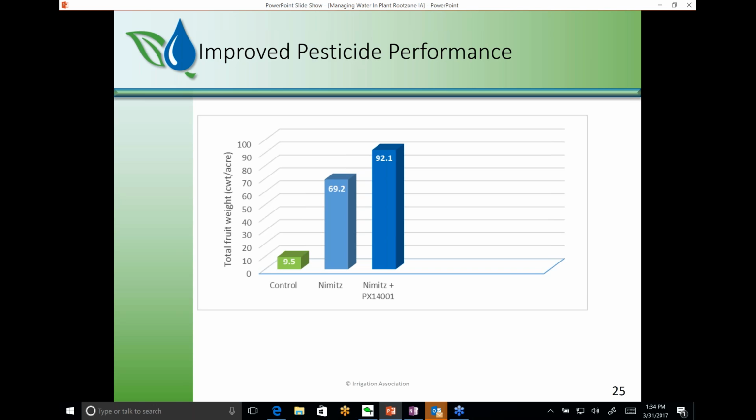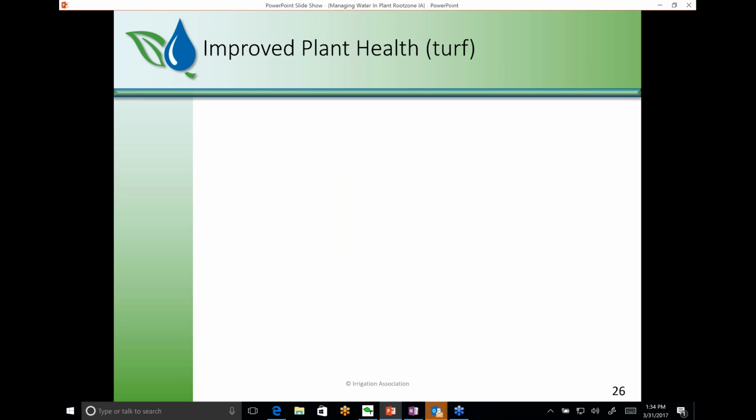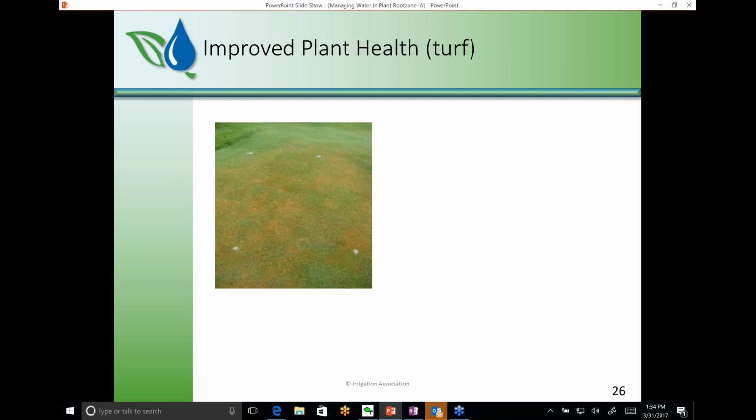So I know we've shown a lot of data on agriculture and crops. Let's turn a little bit to turf and see what these products do in turf. Water management chemistries have been used for years on golf courses. They're a standard practice for most golf course superintendents, and they really are becoming more prevalent in sports turf and in lawn care and landscape.